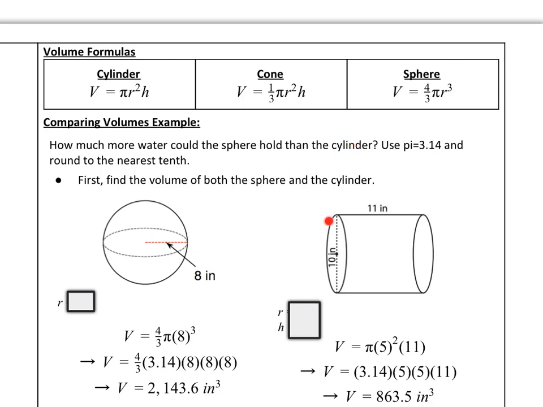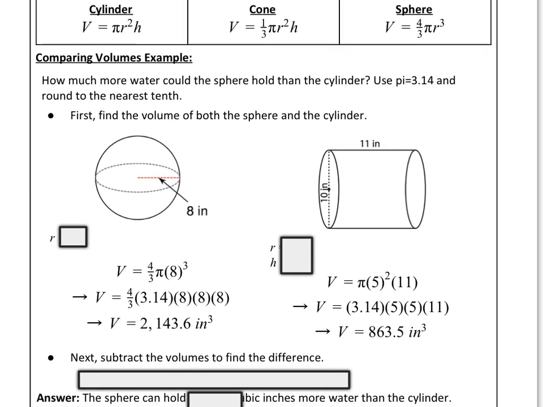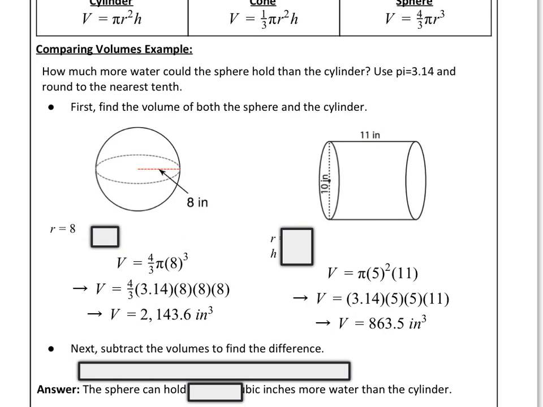So we have a sphere and a cylinder. It says use pi equals 3.14 and round to the nearest tenth. So if we want to compare these, the first thing we need to do is find the volume of both of these figures. If we do that with the sphere, we'll identify the radius of 8 and then use the sphere formula, 4/3 pi r cubed, to calculate that out. That's 8 times 8 times 8. Multiply everything out. We get about 2,143.6 inches cubed.